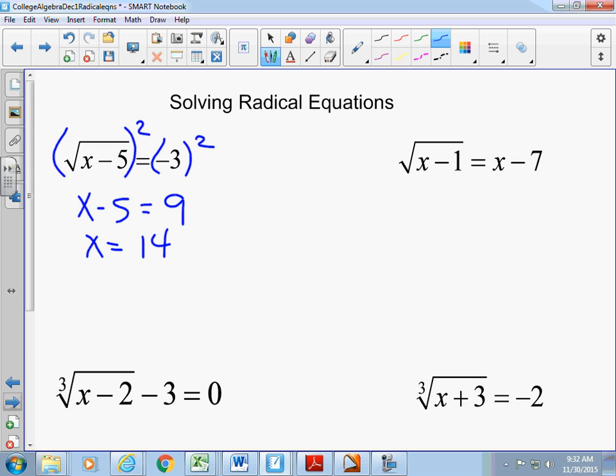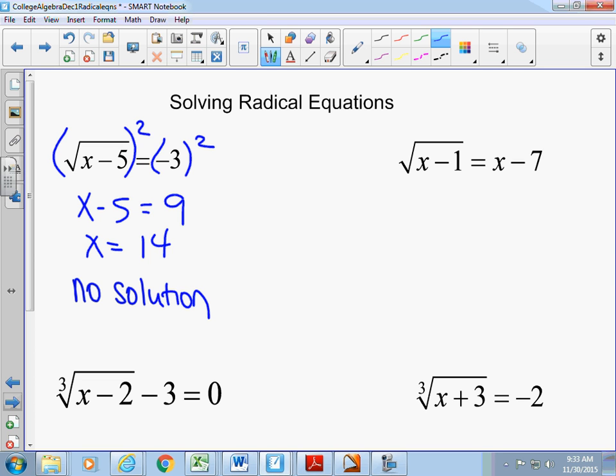Well, let's try it. Plug that in. 14 minus 5. What is 14 minus 5? What's the square root of 9? Try it in your calculator. It's just 3. It is not plus or minus 3. It is just 3. Right? Is that equal to negative 3? No. So what does that mean? No solution. Now let's talk about why.